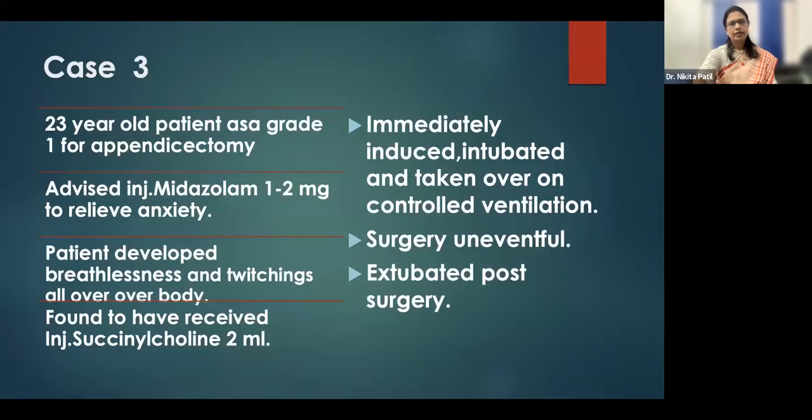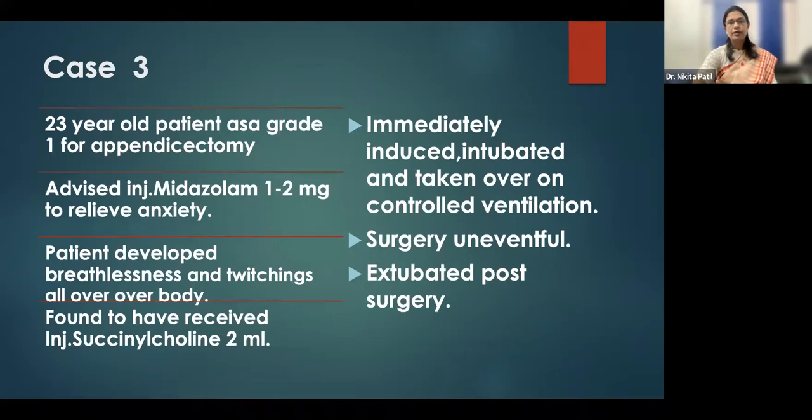Here is a third case, a 23-year-old patient, ASA grade 1, for routine appendectomy. The anesthetist advised, please give the sedation, injection midazolam. The patient, after receiving the injection, developed breathlessness and twitchings all over the body. It was found to be succinylcholine. Immediately, the patient was induced, intubated, and put on controlled ventilation, and surgery was uneventful. Post-op, the patient was extubated.